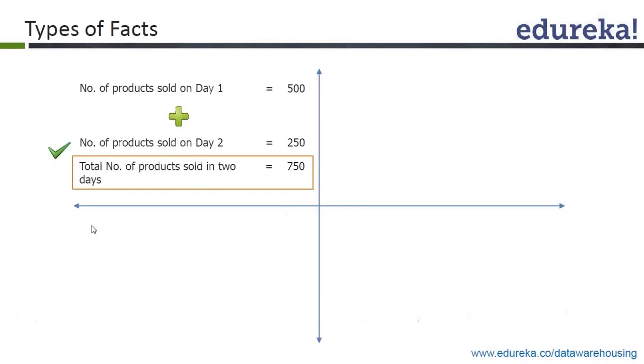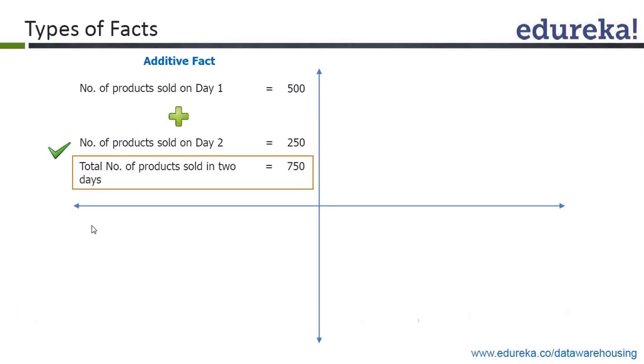So based on the type of measures we have in the fact table, we are going to see how the fact tables can be categorized into different types. So let's see this example. Number of products sold on day 1 and number of products sold on day 2. Using the number of products sold, we can add these two to get the total number of products sold in these 2 days. This is exactly what I meant when I said additive facts. In this case, you can add them together.